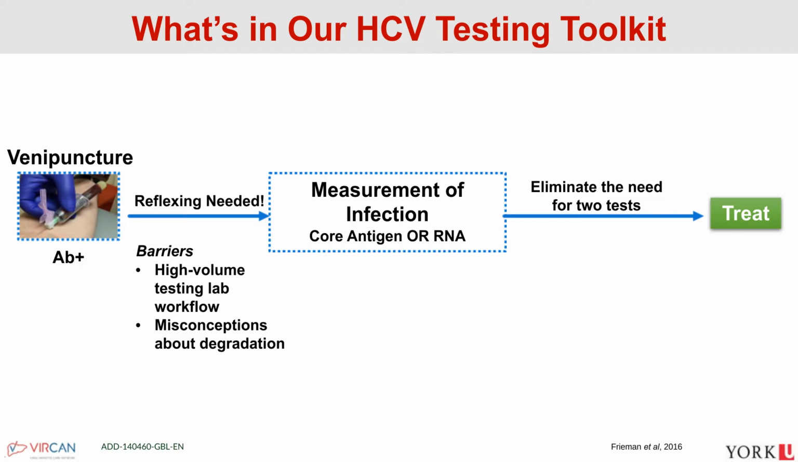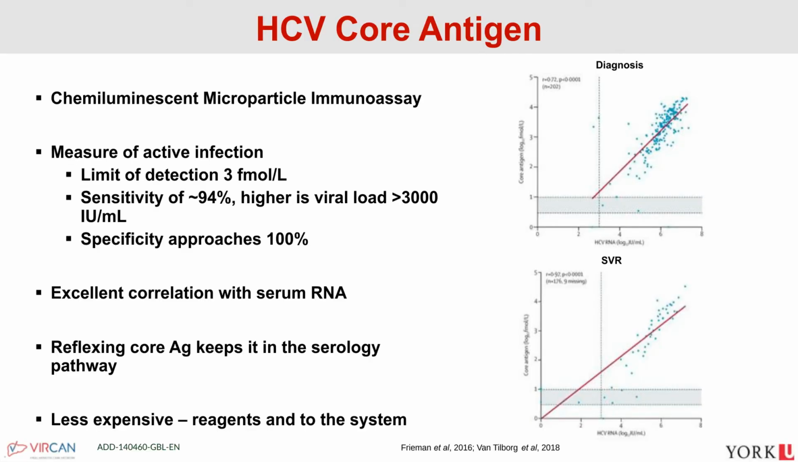So I'm sure that we don't need a crash course in PCR. Again, with COVID, we've spoken so much about it, but I do want to talk a little bit about looking at that antigen-based testing. So HCV core antigen testing is commercially available. It's a chemiluminescent microparticle immunoassay, and it looks at active infection. So it's just as I mentioned before, the presence of antigen means active infection. The limit of detection is 3 f-moles per liter.